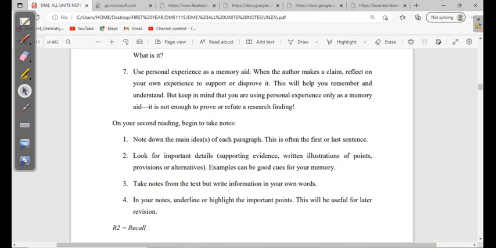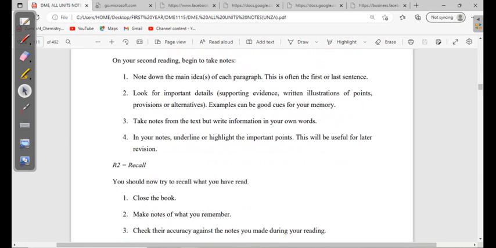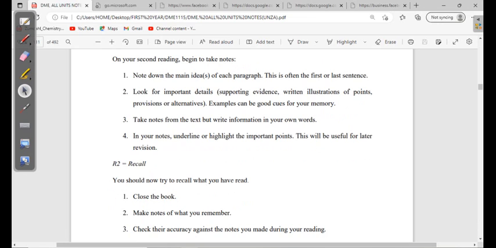So on your second reading, now begin to take down notes. Note down the main ideas of each paragraph, which is basically the first and last sentence. Look for important details, that is supporting evidence, written illustrations of points, or alternatives. For example, examples can be good cues for your memory. When you are reading, to make sure that you take note of important points, you need to look at examples. Examples are going to be really helpful for you to be able to understand.